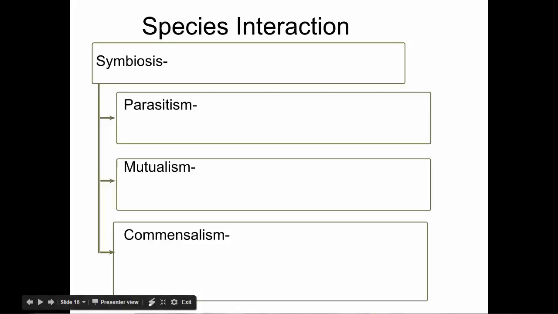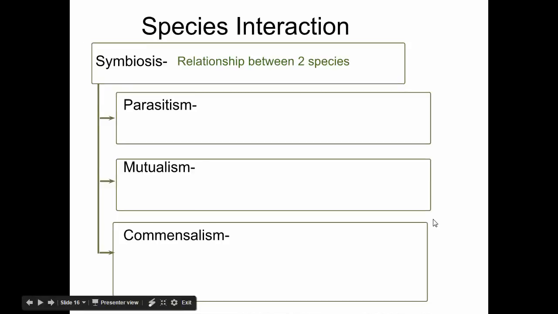All right, so we're going to talk a little bit today about some types of relationships within ecosystems. We call these relationships forms of symbiosis. Symbiosis is a very close relationship between two species, and one lives in or on another one, and they affect each other.